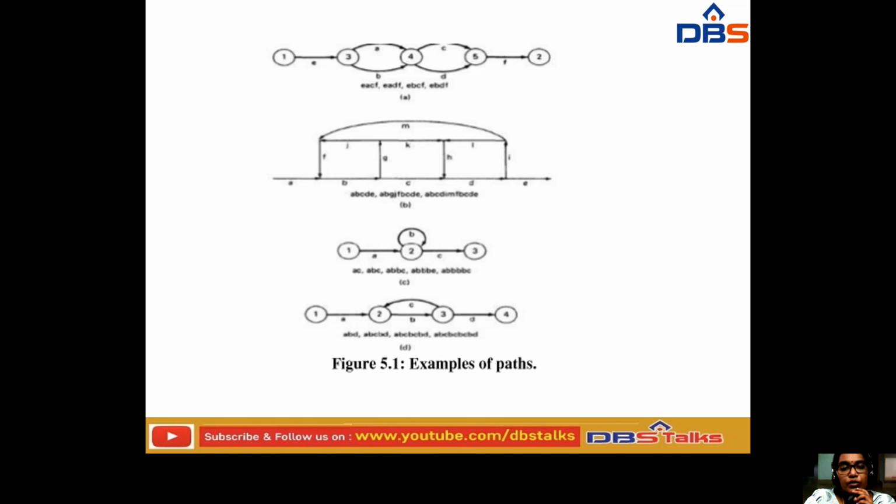If the path is from 1 to 3 to A B, and we are going to repeat the B multiple times, A B B C, A B B B C, A 4 B C, just like that we are going to represent this path like this.